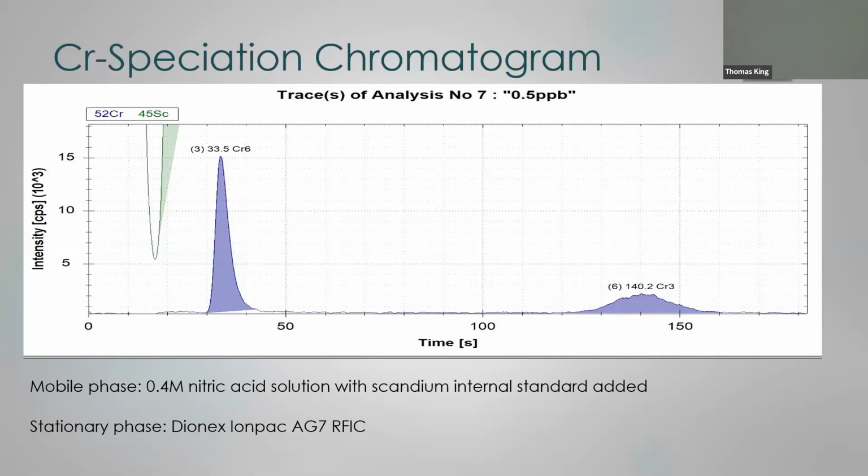And here's a picture of the chromatogram for the chromium speciation. As you see, the chrome 6 is easily separated from the chrome 3. The mobile phase is a diluted nitric acid solution with scandium internal standard added. And the stationary phase is a Dionex IonPac reverse phase column. For reverse phase columns, the column has a strong affinity for less polar compounds, which is how the chromium 6 is separated from the chromium 3.